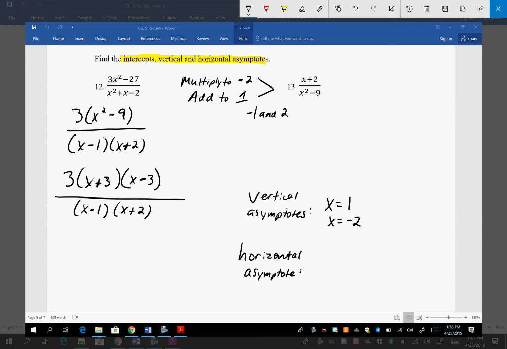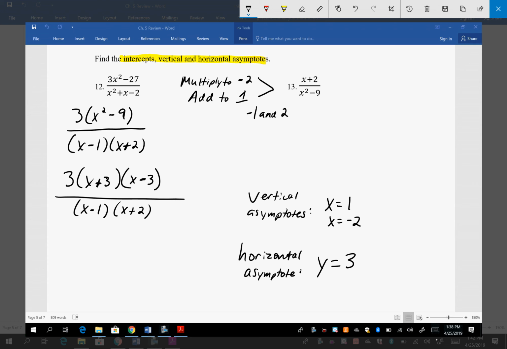Yeah. How do you find the horizontal asymptote? About the degrees. What is the degree of the numerator? The degree of the denominator? They're the same. Do you remember what we do when they're the same? You write y equals, and you look at the leading coefficients. So I see 3, and I see 1. What's 3 divided by 1? 3. Boom.